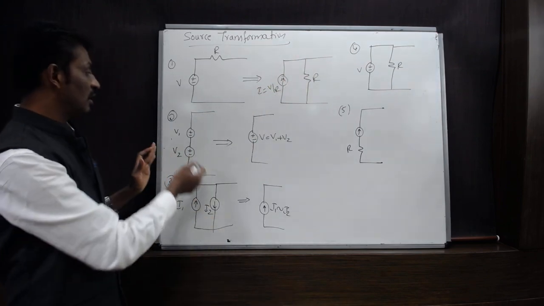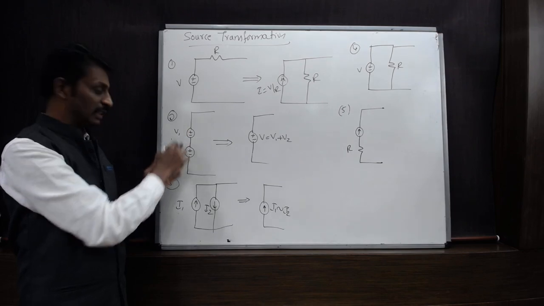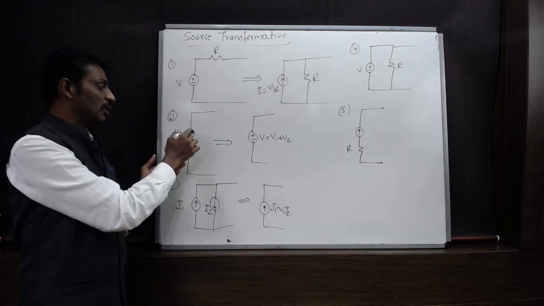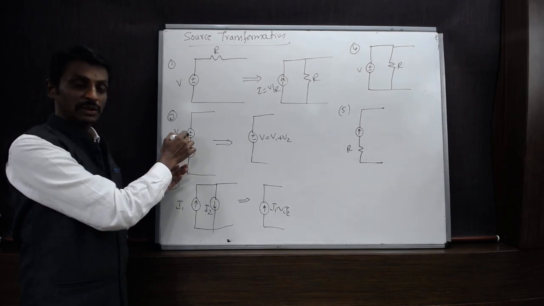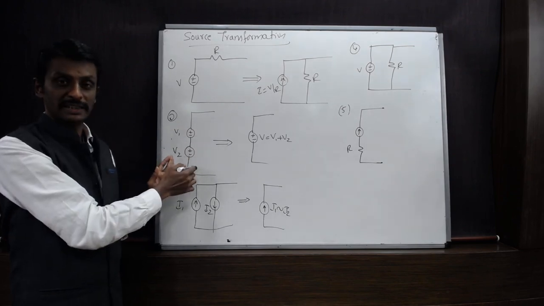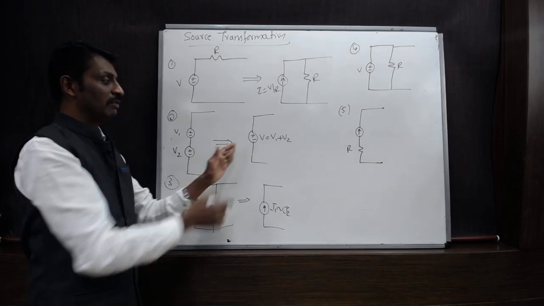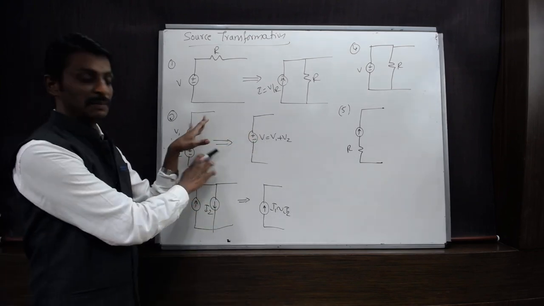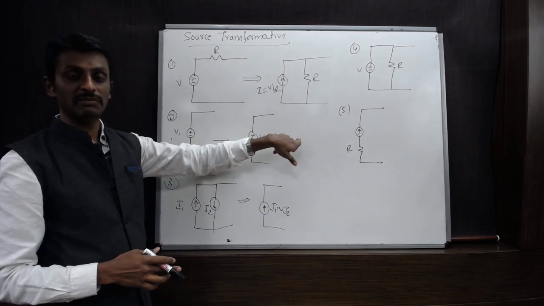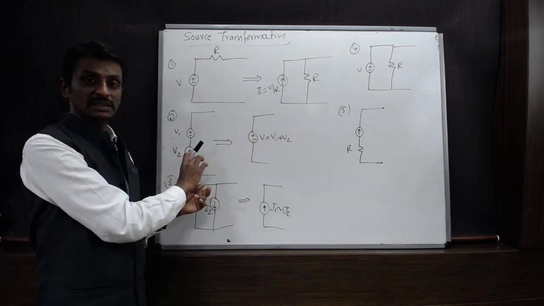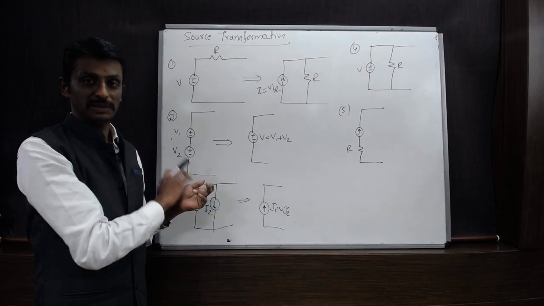Similarly, when you have two voltage sources connected in series, with the positive terminal of one connected to the negative terminal of the other, we can assume that the voltage sources are connected in series. The equivalent voltage can be found by replacing these two batteries with a single voltage source with the voltage V, which is nothing but V1 plus V2, with the polarity plus minus plus minus.